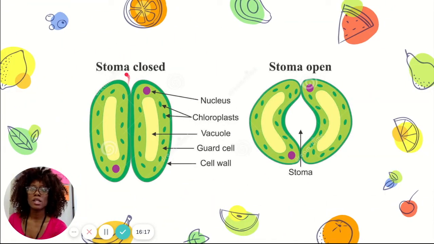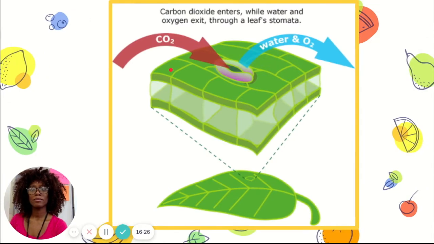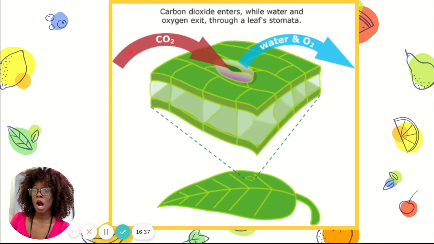Okay, this is what it looks like. So when the stoma is closed, water cannot escape. When the stoma is open, water can escape. Okay, so carbon dioxide enters the leaf. Water and oxygen exit the leaf. Again, carbon dioxide enters the leaf. We know that leaves take in CO2 for photosynthesis. Okay, water is lost through transpiration, and oxygen is given off as a product of photosynthesis.